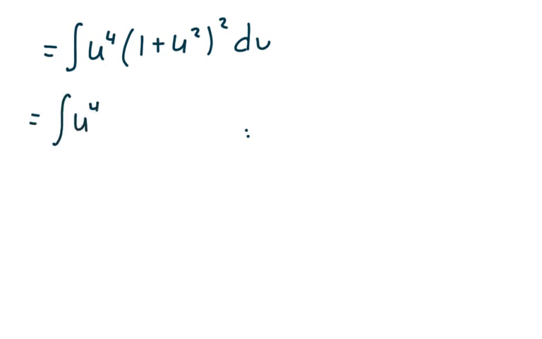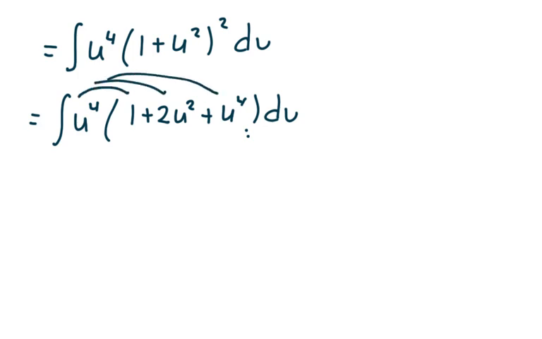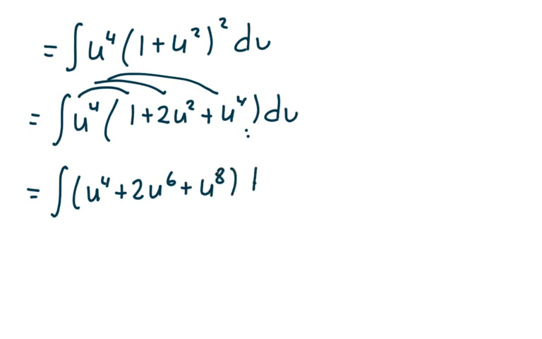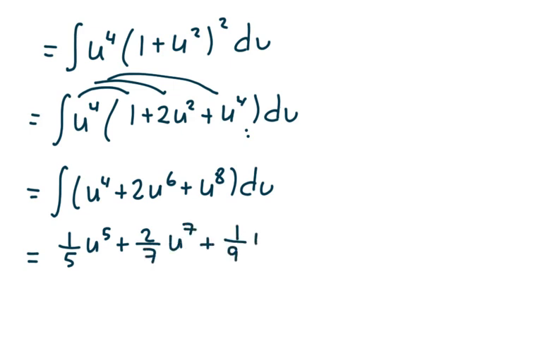So we get the integral of u to the fourth times 1 plus 2u squared plus u to the fourth du. Distribute this u to the fourth inside. And we get the integral of u to the fourth plus 2u to the sixth plus u to the eighth du. And then I'm done. We get 1/5 u to the fifth plus 2/7 u to the seventh plus 1/9 u to the ninth plus c.